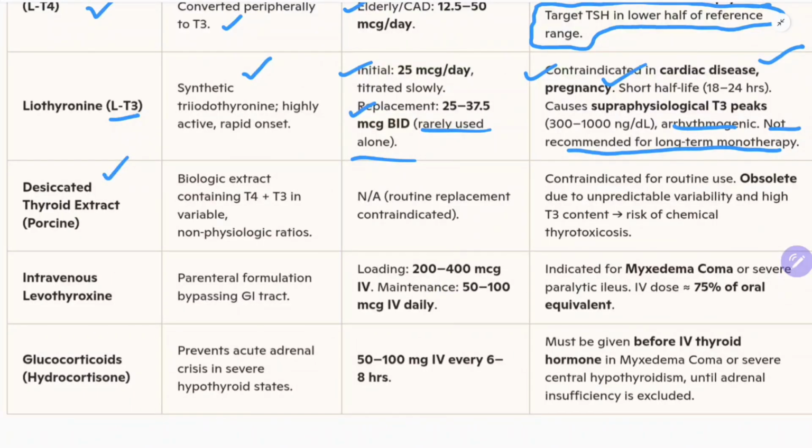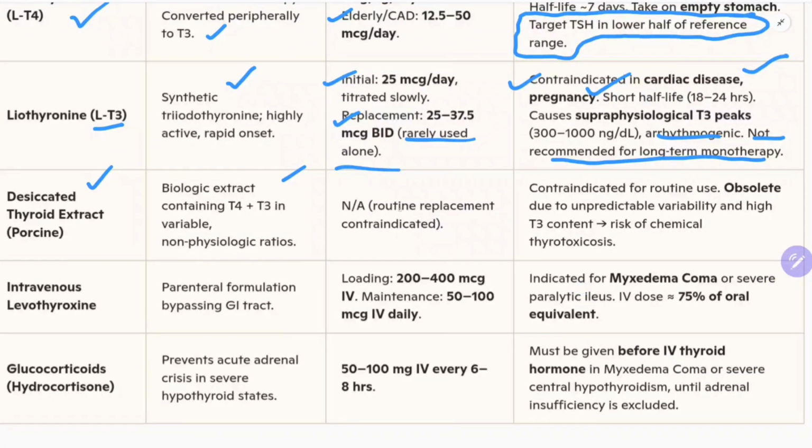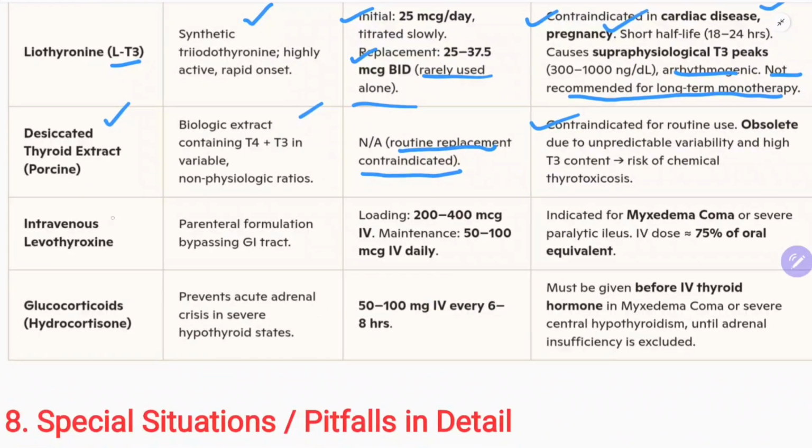Desiccated thyroid extract from pork, a biological extract containing T4 plus T3 in variable non-physiological ratios. Routine replacement is not indicated with these. Contraindicated for routine use, that's all. Just remember that. This is important.